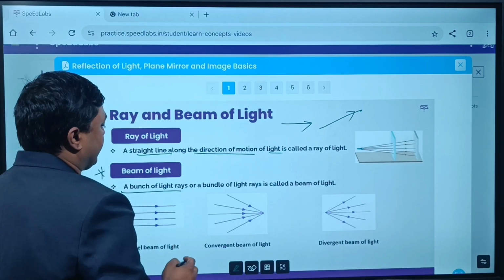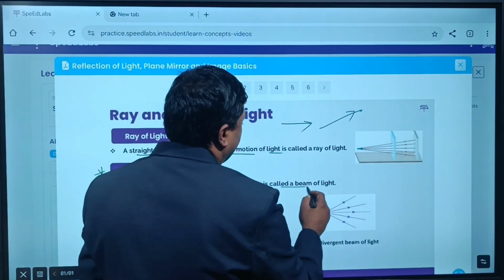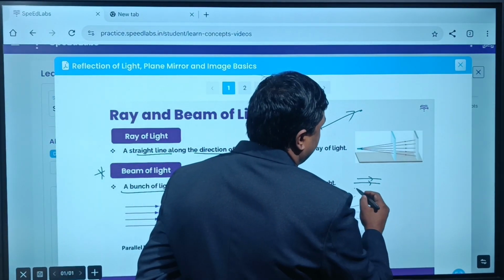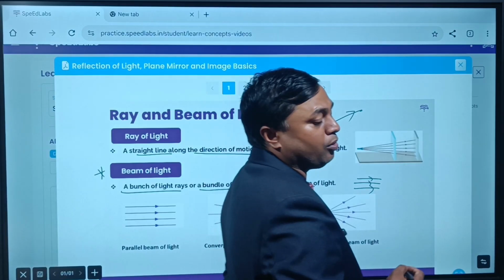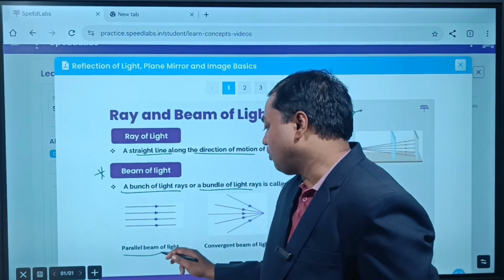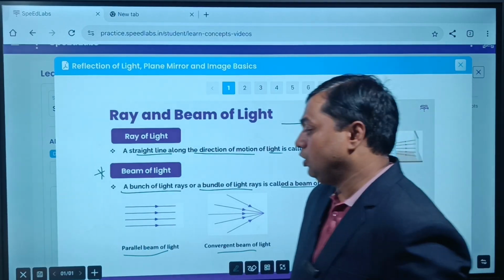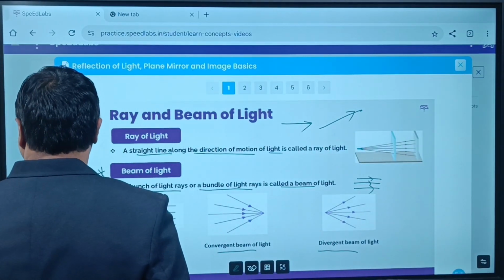Now, what do you mean by beam of light? A bunch of light rays or a bundle of light rays is called a beam of light. A group of light rays is called a beam of light. We have three types of beam of light: one is parallel beam of light, another is convergent beam of light, and next is divergent beam of light. Let's see the definitions.